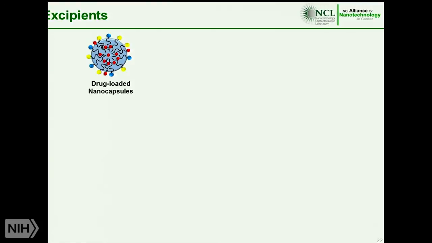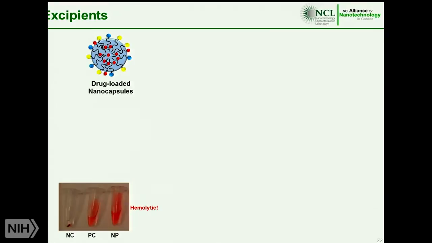I mentioned to you when I was showing you the Ishikawa diagram that very often excipients, not nanoparticles, but excipients used to formulate the drugs into the nanoparticles are toxic. In this case, I'm showing you the drug-loaded nanocapsules.